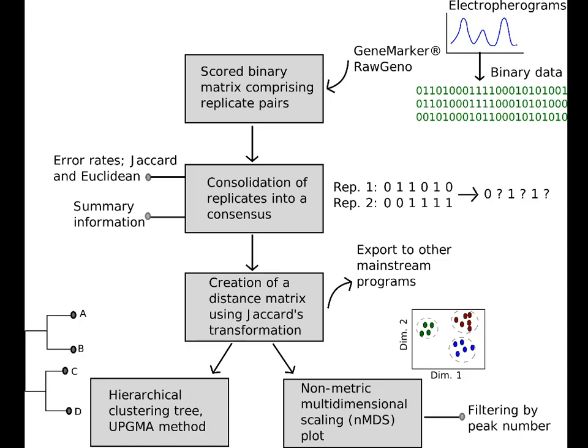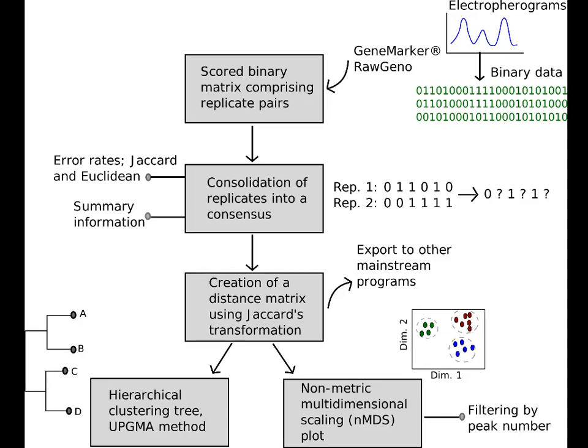So this is what is input into BinMat, and then one of the most helpful features of this package is that it can automatically consolidate replicate pairs. So for example, if you have one particular sample that you have replicated in a PCR machine, and now you have rep 1 and rep 2, you want a consensus output.